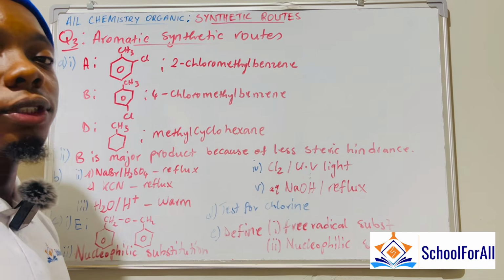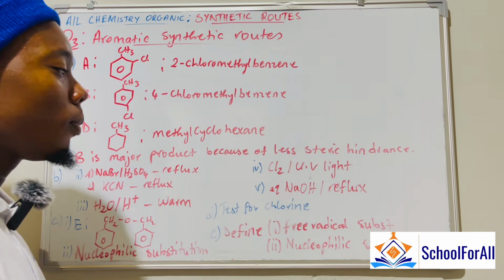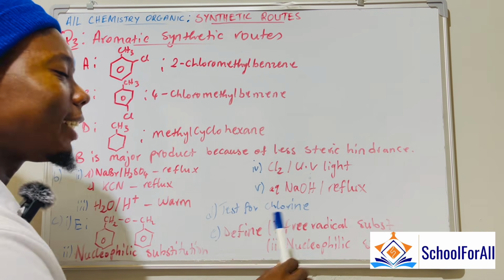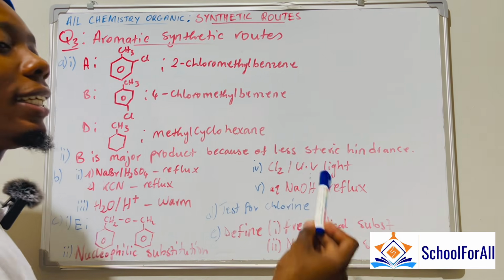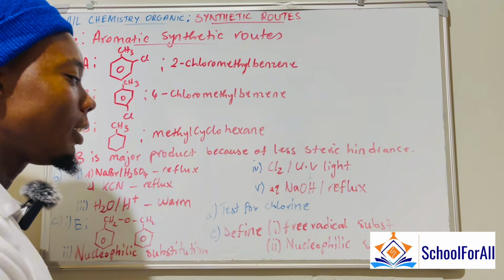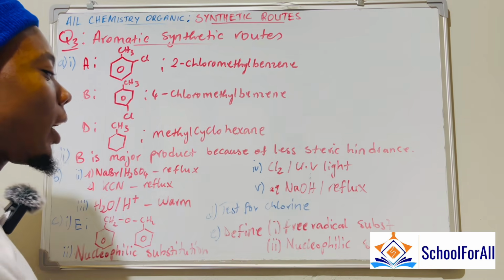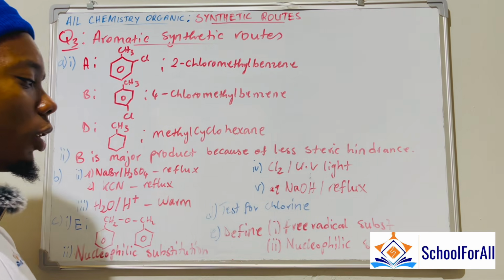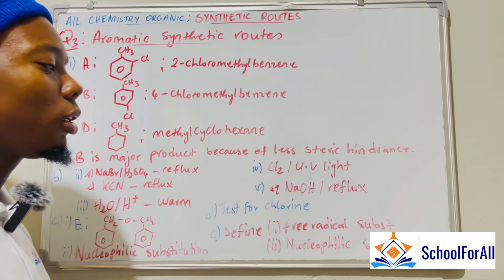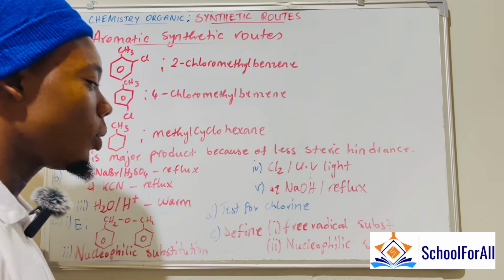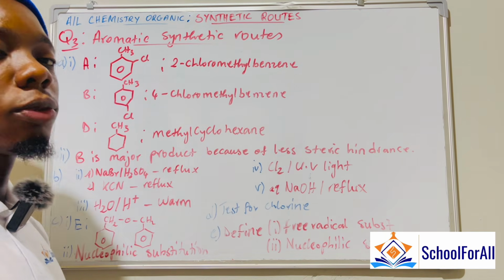So in this Lassaigne test, you are going to take a portion of your sodium fusion extract. You are going to add nitric acid followed by silver nitrate, and a white precipitate of silver chloride indicates the presence of chlorine. And in the last part of the question, they are asking you to define the reaction mechanism involved in the conversion. So the reaction mechanism here was a free radical substitution. We have defined it in the previous video. Same thing with the nucleophilic substitution reaction.